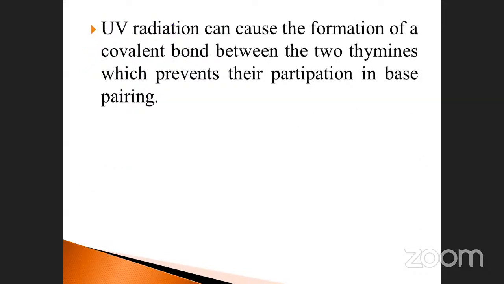UV radiation can cause the formation of a covalent bond between the two thymines, which prevents their participation in base pairing. Thymine always combines with the molecule adenine, isn't it? Suppose thymines join together; as a result, the other participation will be completely prevented. So as a result, mutations occur in the chromosomal structure. This is another one.